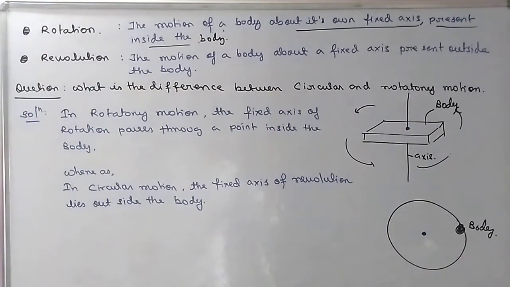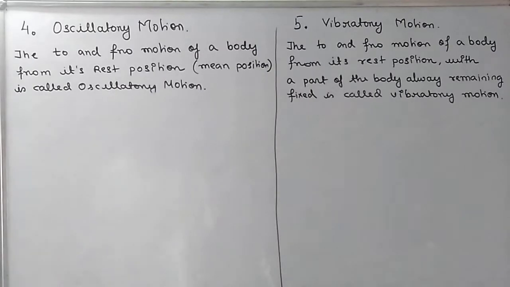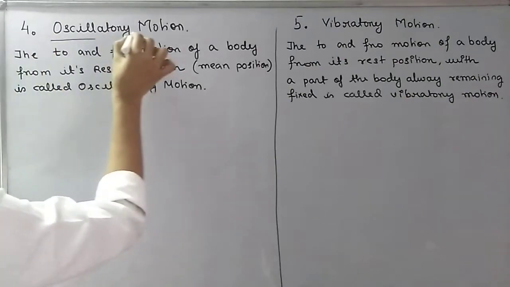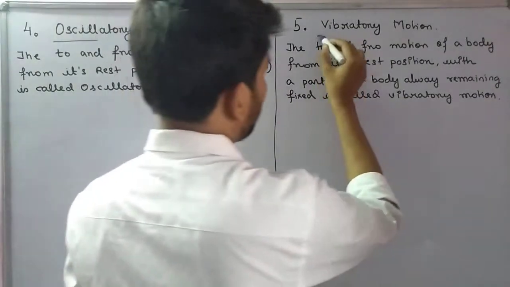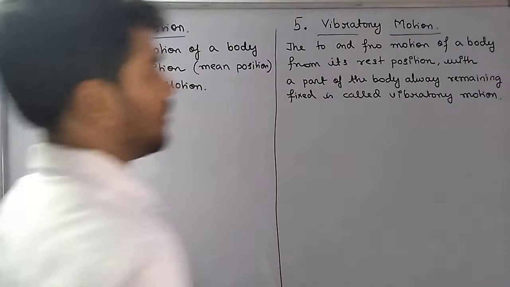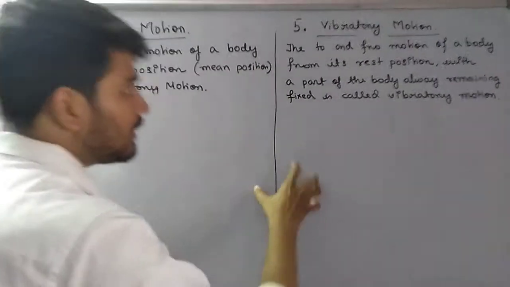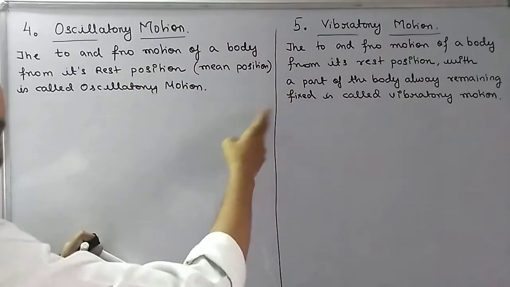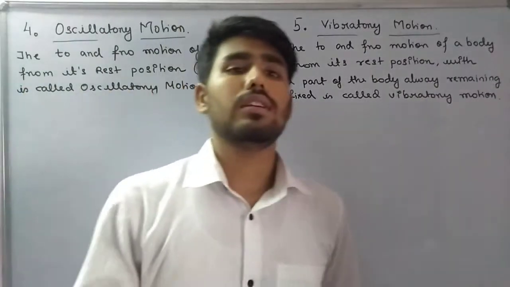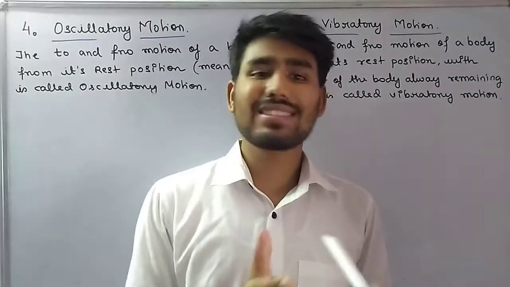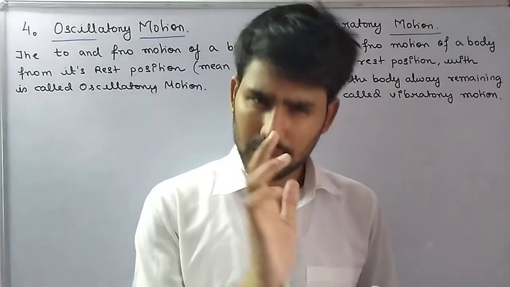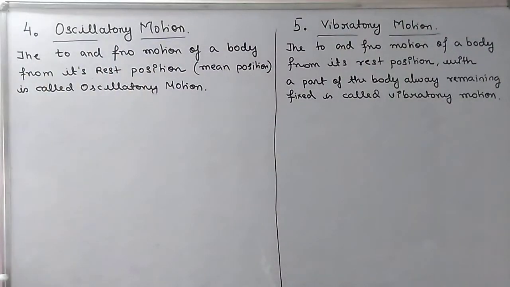Let's move on to the next slide. Okay, now we'll move on to the next two types of motion, which are oscillatory motion and vibratory motion. Now the idea is that we are trying to study these two motions together because they are almost similar with slight difference. We'll just point out the difference. Okay, first let's go through the definition.